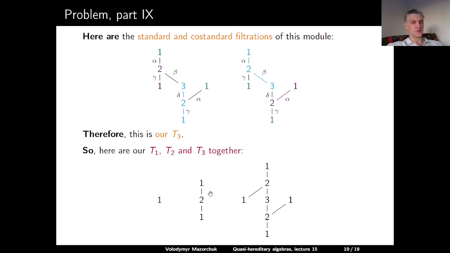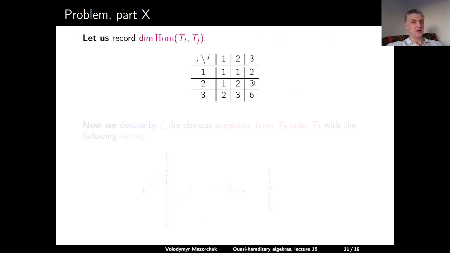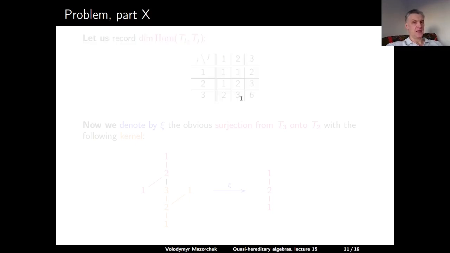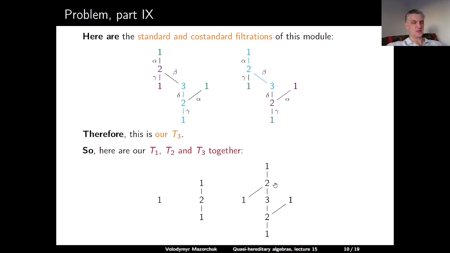Now about morphisms from T2 to T3. We are not allowed to hit this 3, so we can either hit this copy of T2, this gives us 2 morphisms, or we can hit this 1. This gives us 1 more morphism. So this dimension is 3, and similarly, Homs from T3 to T2, this space is 3-dimensional. And finally, the endomorphism space of T3 has dimension 6.